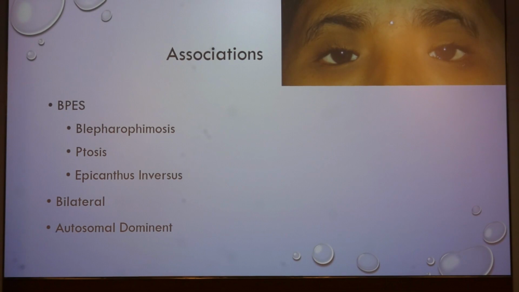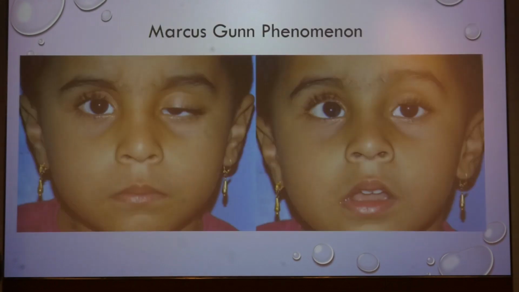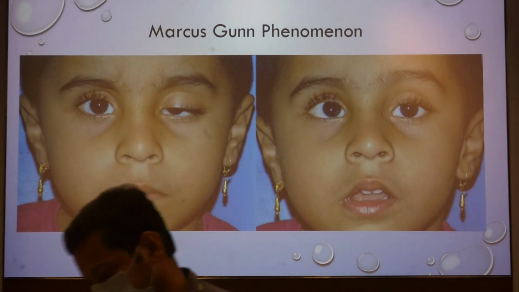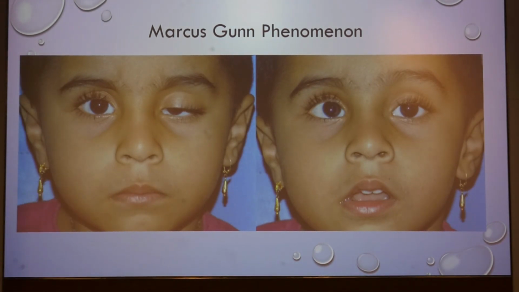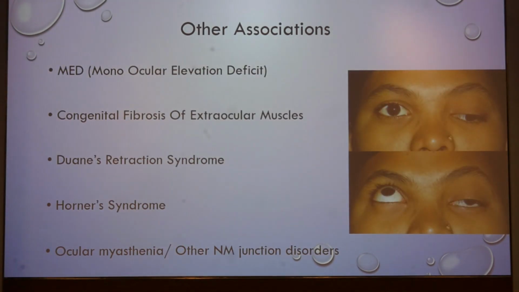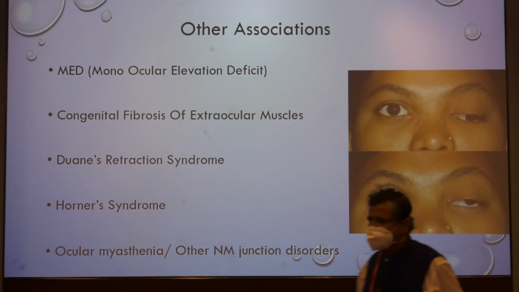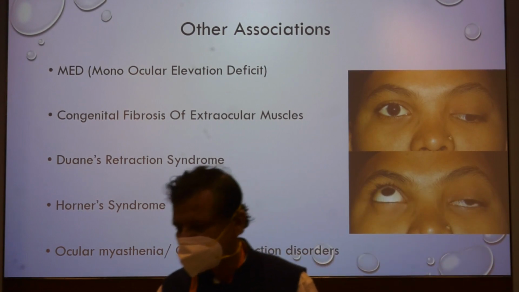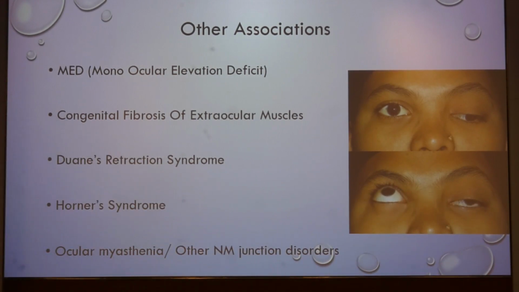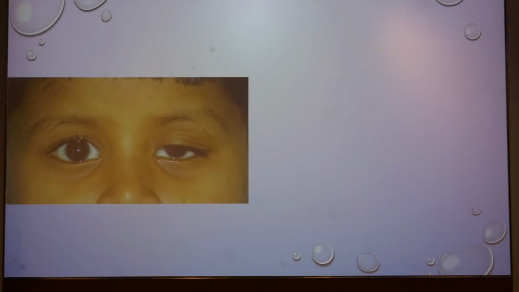So there are a few associations which we need to rule in or rule out, which is BPES. Marcus Gunn phenomenon is very important, which is actually jaw winking in association with jaw movement. Then there are other associations, which is monocular elevation deficit, again congenital fibrosis, DRS, Horner's, and though rare but not absolutely absent is ocular myasthenia or other NM junction disorders, which may or may not be genetically connected.